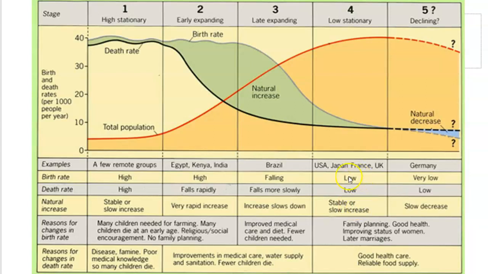This is due to the fact that there are far fewer children being born. This is due to family planning, good health, and the improved status of women. Women now have access to other opportunities. They're not having as many children. They're not having children as early, and they're also putting off marriage. And then it can also be attributed to good health care, reliable food supplies, and then we can see this also continuing into stage 5, which is the possible decline of a population.